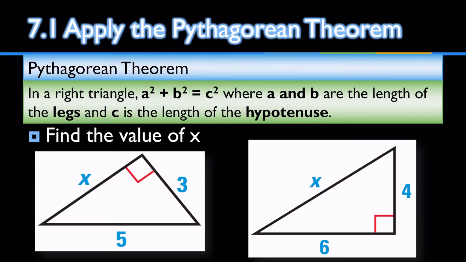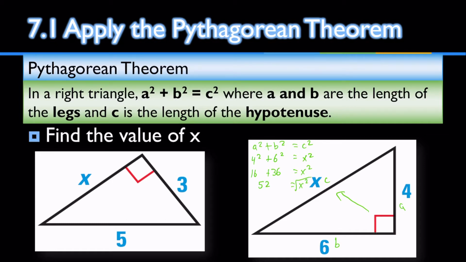On this one, the legs are the 4 and the 6. The hypotenuse is the x, it's the longest side opposite the right angle. So I can go a squared plus b squared equals c squared. So that'd be 4 squared plus 6 squared equals x squared. That's 16 plus 36. So that's 52 equals the x squared.